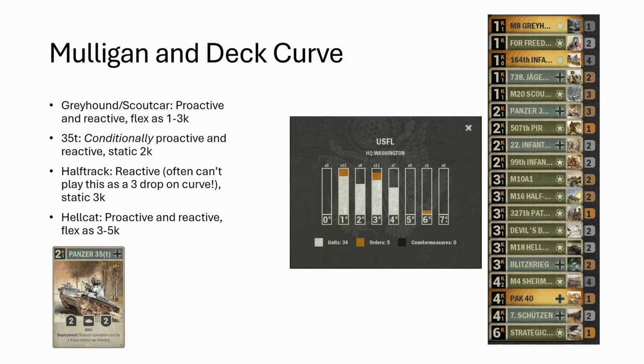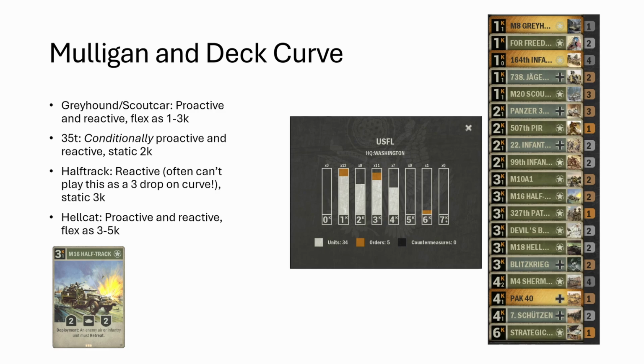Now, if we look at 35T, it's conditionally proactive and reactive, and it has a static 2k cost, assuming you get the discount. I mean, 35T kind of sucks if you don't get the op cost discount, and that's why it's only conditionally proactive and reactive. You're generally not playing this on turn 2 unless you have an infantry on turn 1.